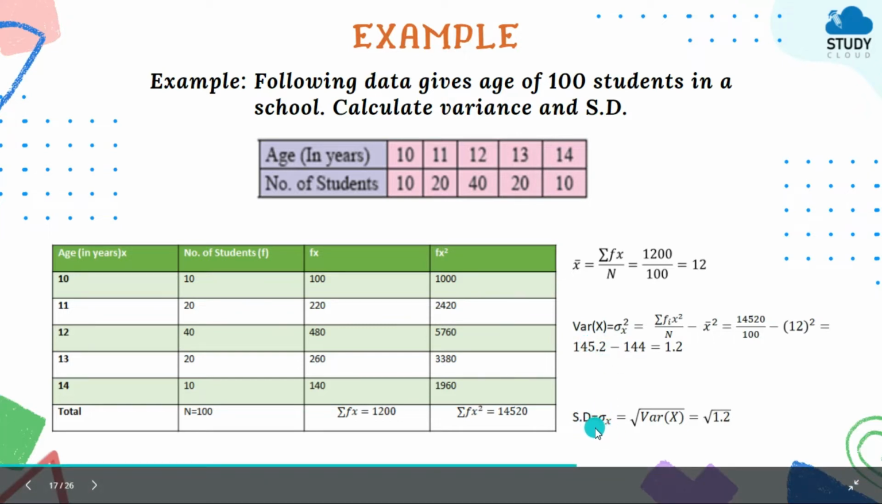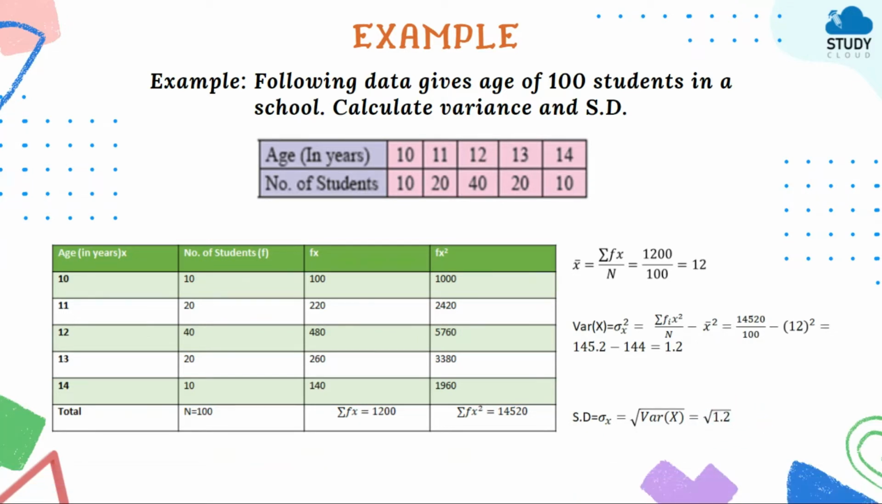So what is standard deviation? Standard deviation will be under root of variance of x. So you will write here under root 1.2. Now you can find the square root of 1.2, but it will be in decimal form. So you can just keep the answer like this, only under root 1.2. But if you get a natural number and you can find the square root properly, then you can go ahead and find the square root.